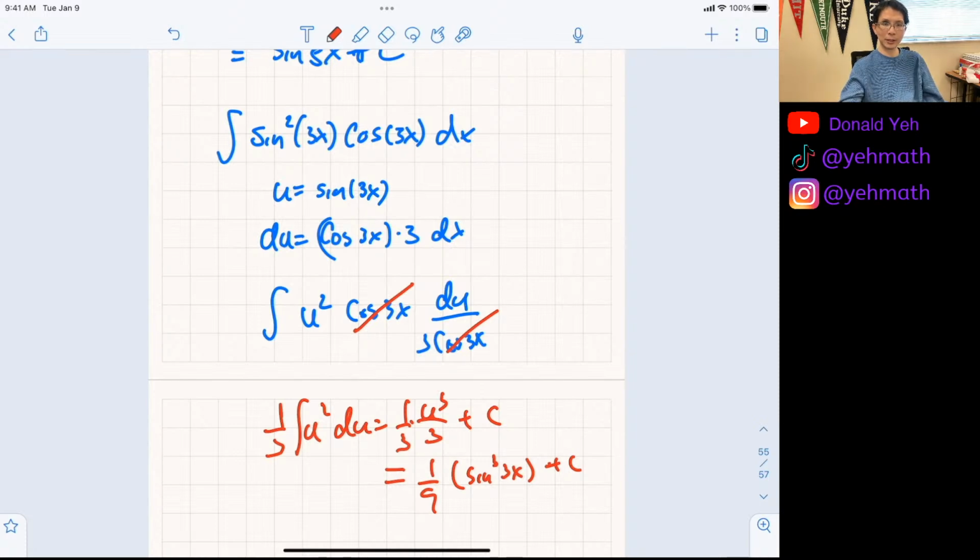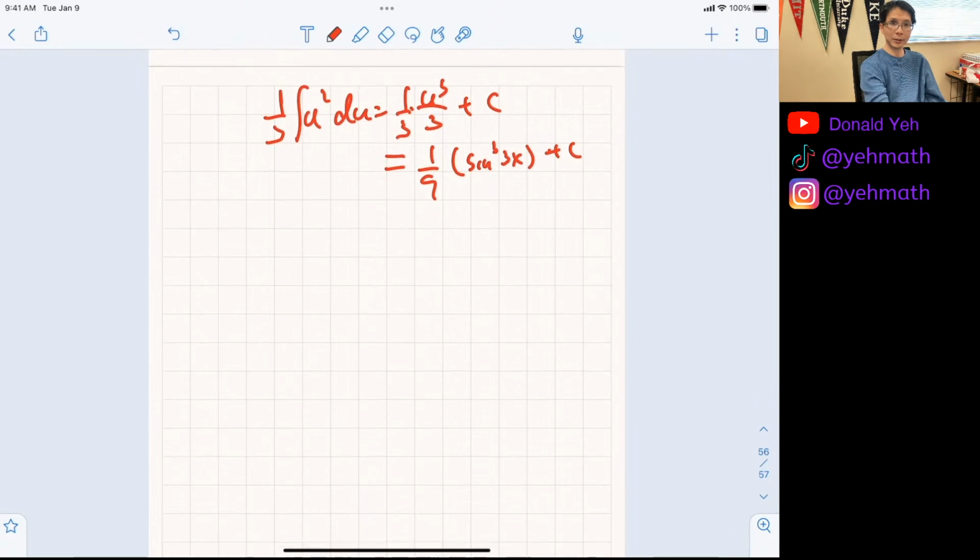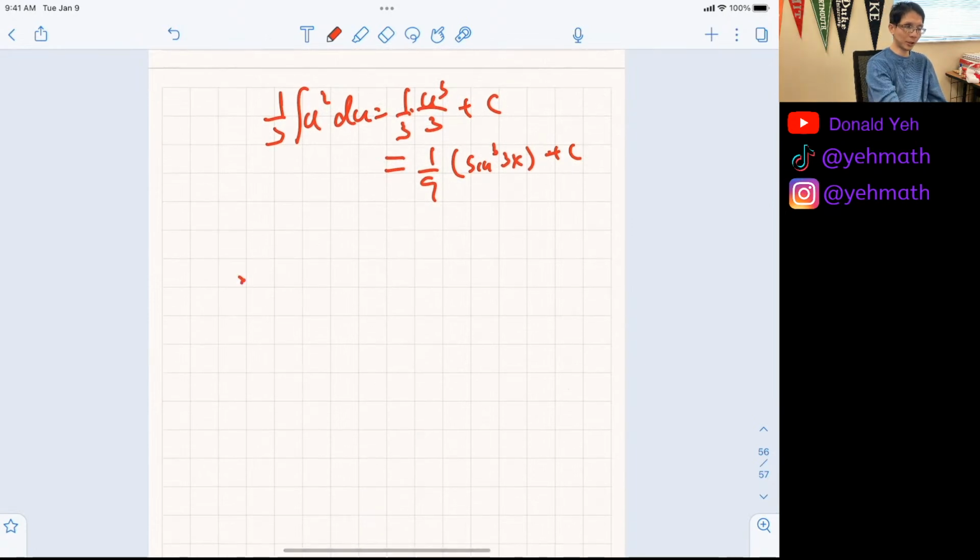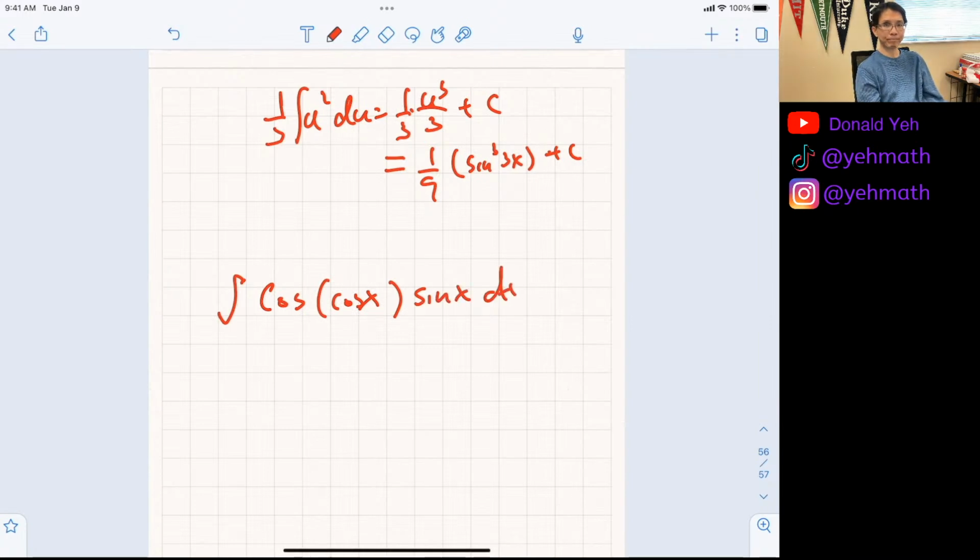So here's a question. I forgot to write it down, so let me write it down here. What's the integral of cosine of x times sine of x? This is your homework, by the way. This is 20 multiple choice questions. It's not that bad. It's not a definite integral, so you don't have to evaluate anything. Just a simple use of substitution. What does u have to be here?